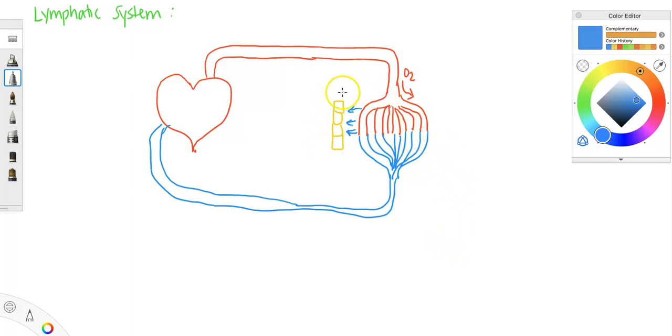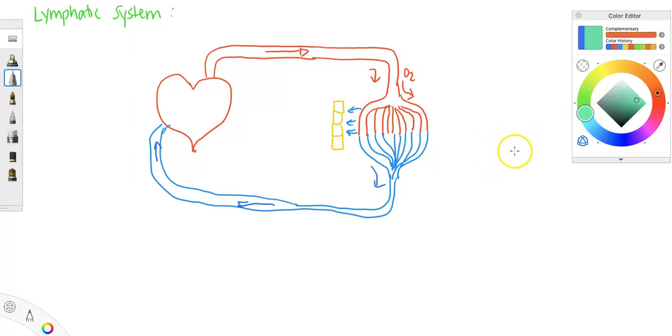Okay, so this is the systemic circulation, and it goes in like a big circle, right? It's going this way through the capillary bed, this way, this way, this way, and back up to the heart, and then back again in a big circle, okay? The lymphatic system is a one-way system.